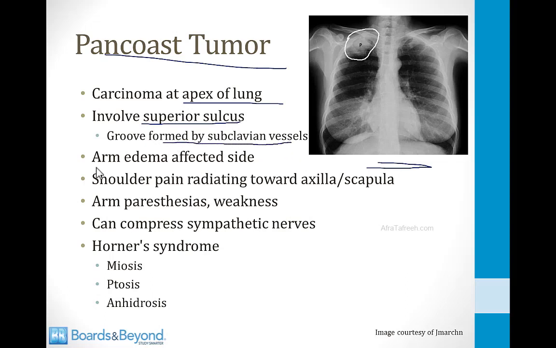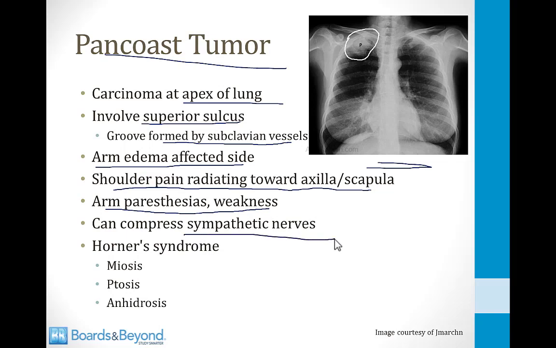The result is that you can obstruct the venous drainage from the arm on the affected side and get arm edema. What makes this different from SVC syndrome is you won't see facial edema, just arm edema. In addition, you get shoulder pain radiating towards the axilla or scapula. That's because the tumor is irritating the nerves. You can get paresthesias and weakness in the nerves going to the arm on the affected side. And then finally, these tumors can sometimes compress the sympathetic chain that's running up that side of the body. This would give the patient a Horner syndrome where they have miosis, ptosis, and anhidrosis on the affected side of the face.